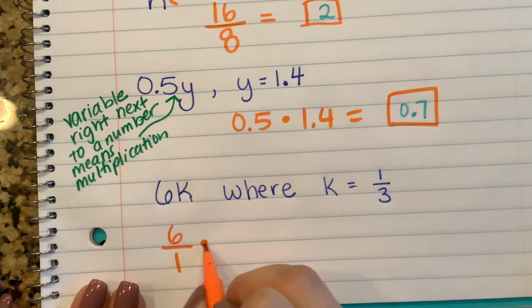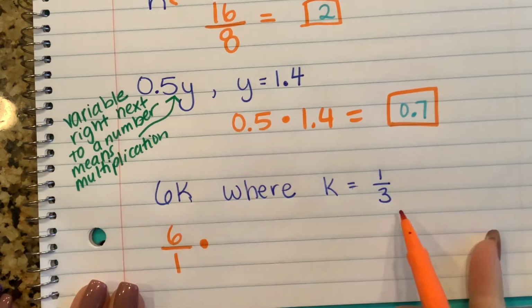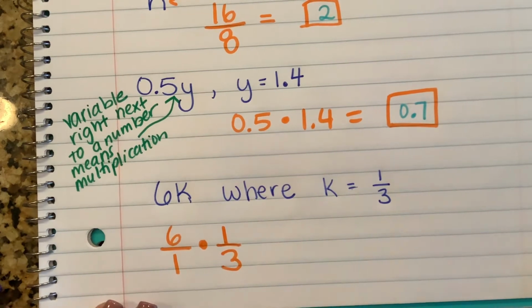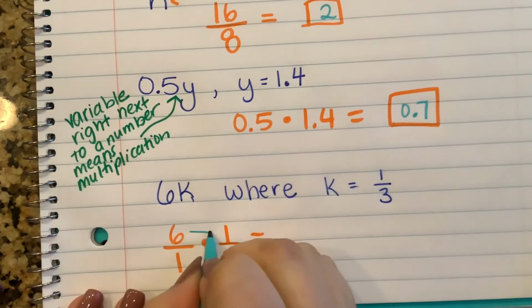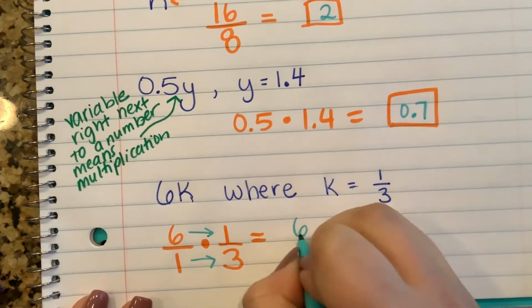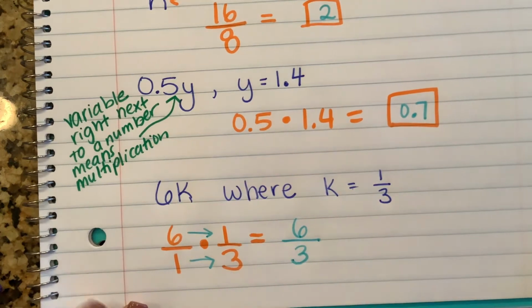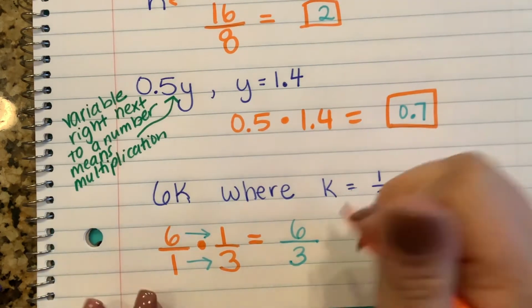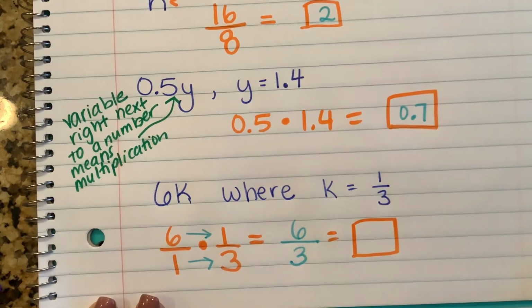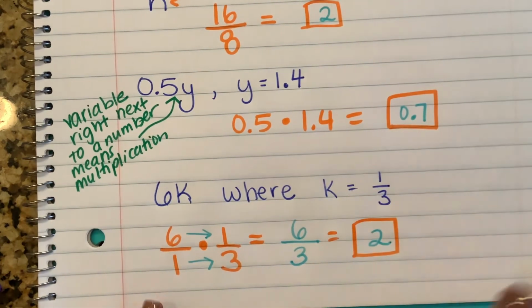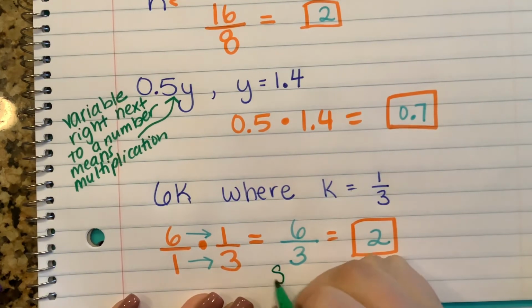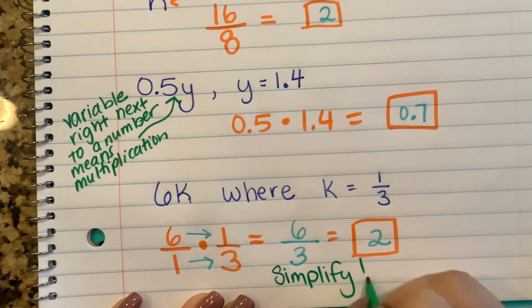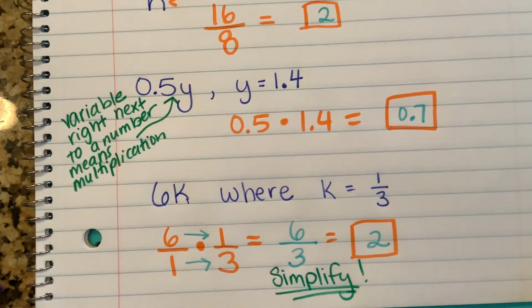Now we have 6 multiplied by k. So I'm plugging in 1/3, substituting that in for the letter k. Now think back to way back first trimester when we multiplied fractions. 6 times 1 gives me 6. 1 times 3 gives me 3. But I'm not done yet. I need to simplify this down. 6 divided by 3 gives me the answer 2. So make sure you add that to your notes so you remember to always simplify that into the whole number.